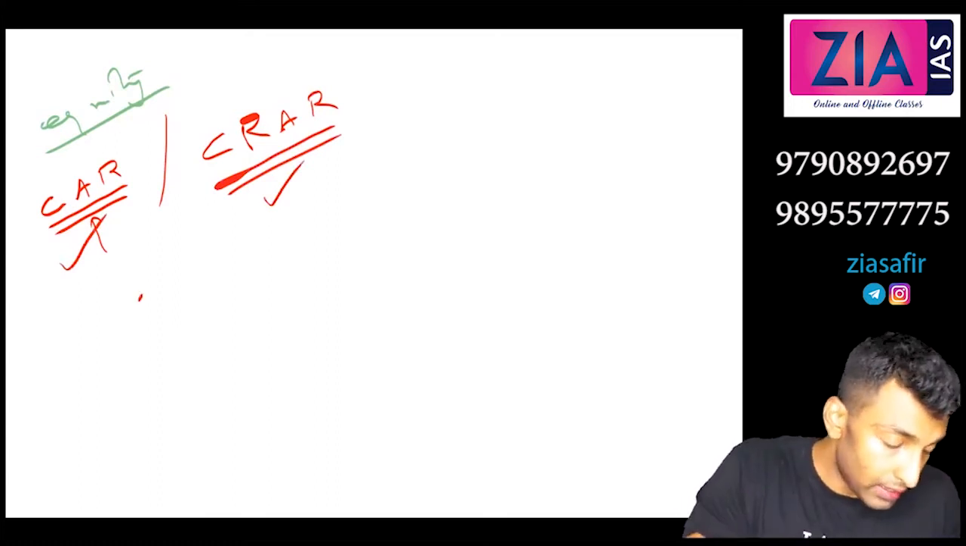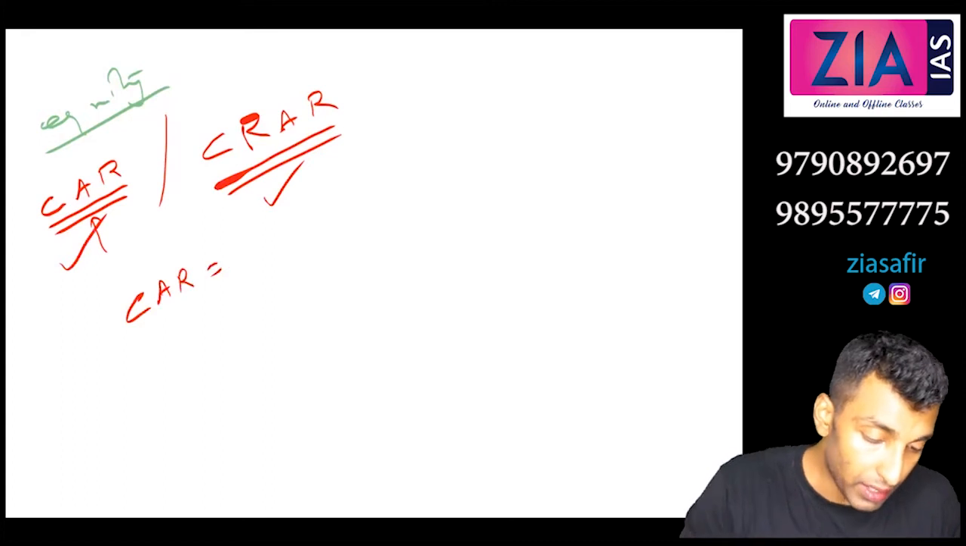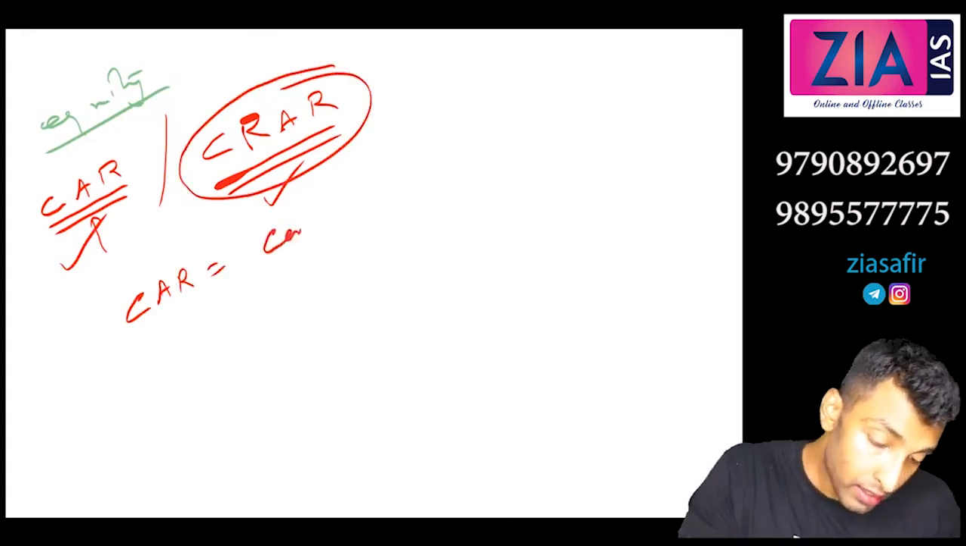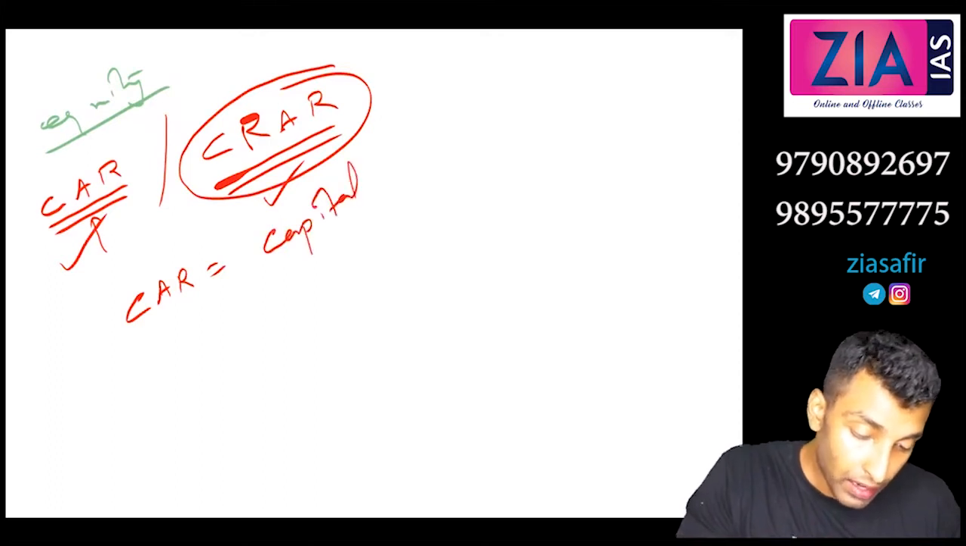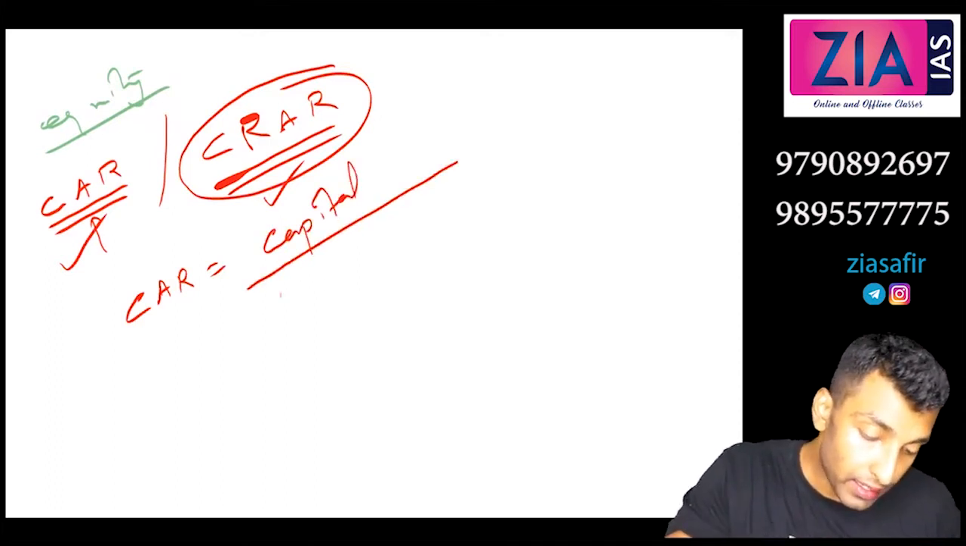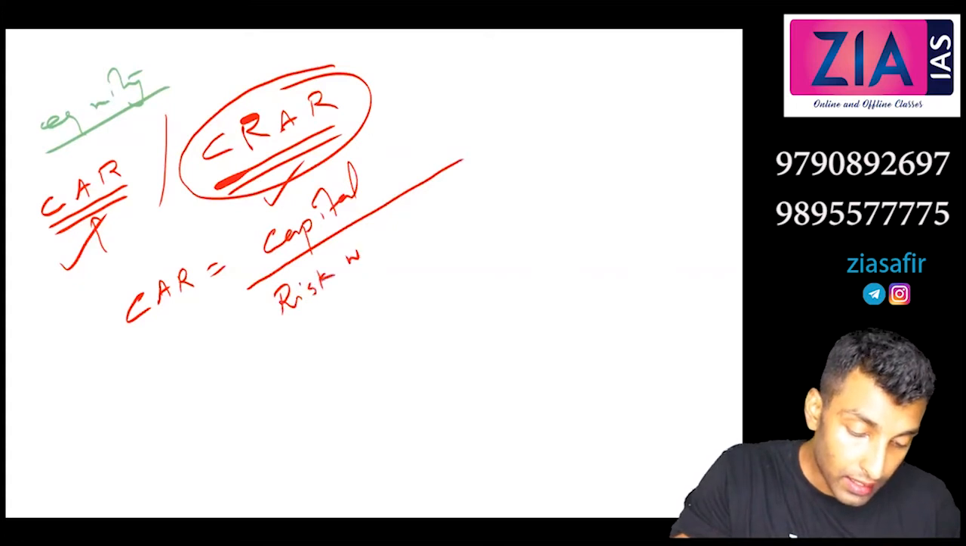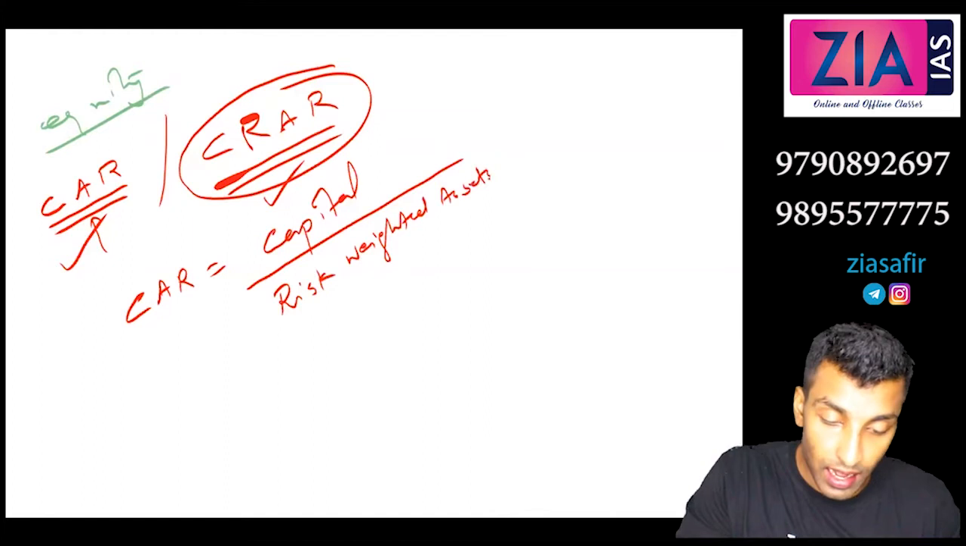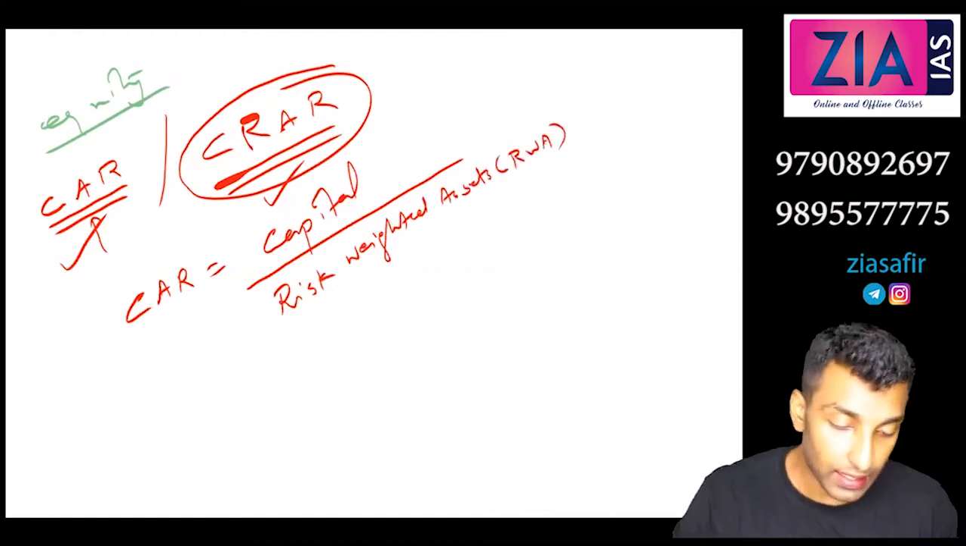Okay, or if you want you can write CAR. Capital adequacy ratio is nothing but the capital to risk weighted assets ratio. So you can write in the numerator capital, divided by, in the denominator, the risk weighted assets, RWA.